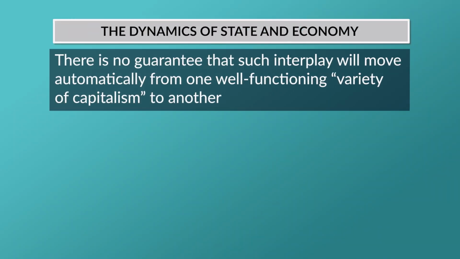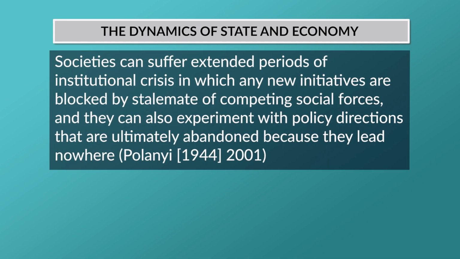There is no guarantee that such interplay between the state, economy, and civil society will move automatically from one functioning variety of capitalism to another. Societies can suffer extended periods of institutional crisis in which any new initiatives are blocked by stalemate between competing forces, and they can also experiment with policy directions that are ultimately abandoned because they lead nowhere.